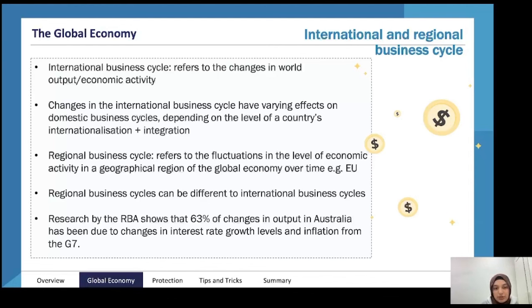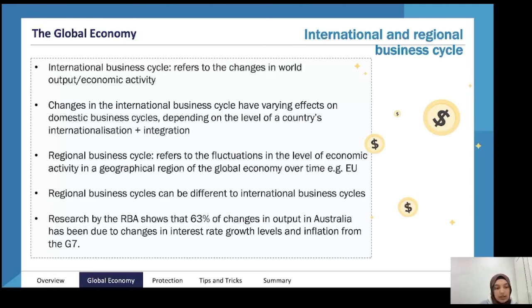In terms of the regional business cycle, it refers to the fluctuations in the level of economic activity in a geographical region of the global economy over time. We're looking at, for example, the EU. This is a little bit different from international. This is just looking at one specific region, for example Europe, or just Australia, or just the Asia Pacific, whatever it is, rather than the entire global economy. Regional business cycles can be different to international business cycles because different things are going on in different countries.